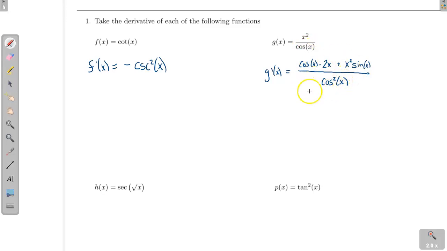And I'm not too worried about you simplifying. I'm just making sure you know your derivative rules, you know the trig derivatives, you remember the quotient rule. All right, that's fine for your final answer.